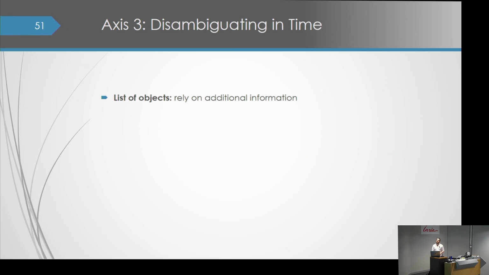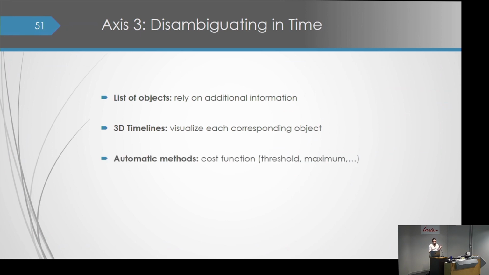Finally, about the disambiguation in time, we could rely on a list of objects, of the closest objects appearing with the selection, basically with the name or some particular information available regarding each of the objects. We could use 3D timelines to be able to visualize each of the objects found in several juxtaposed timelines, or rely on automatic methods with cost functions to select the closest object that could fit the selection of the user.